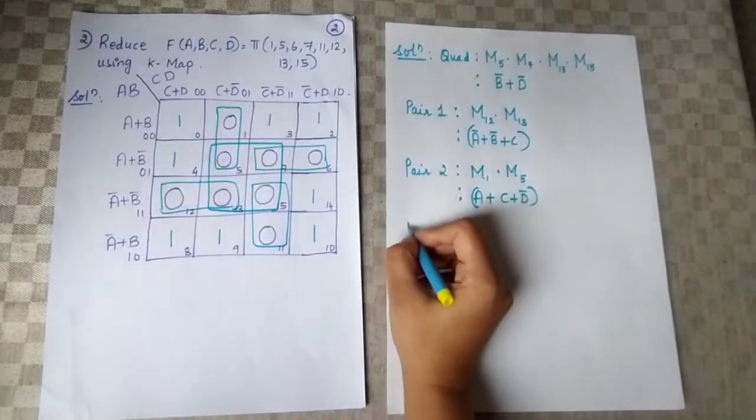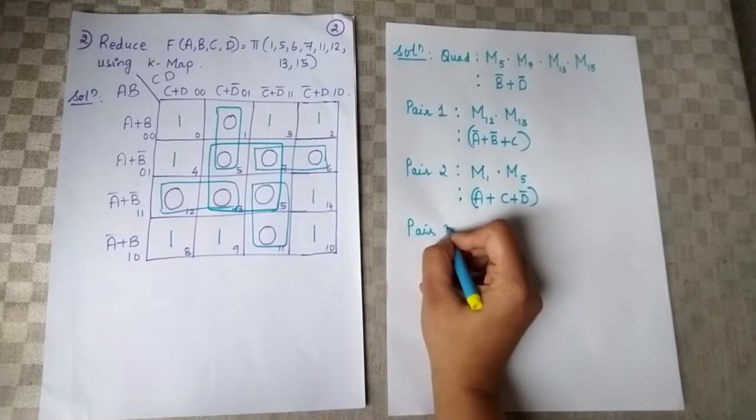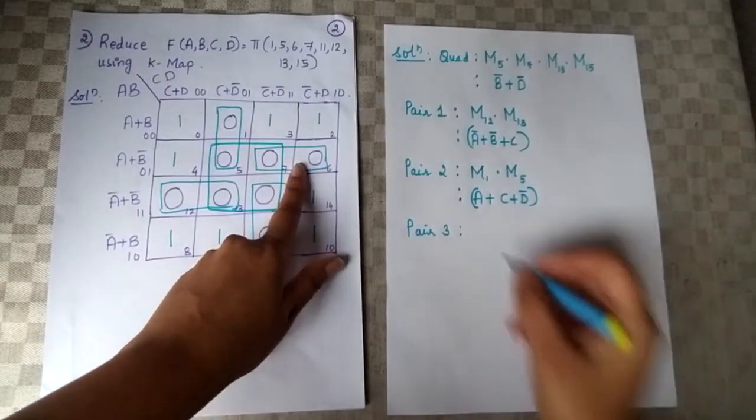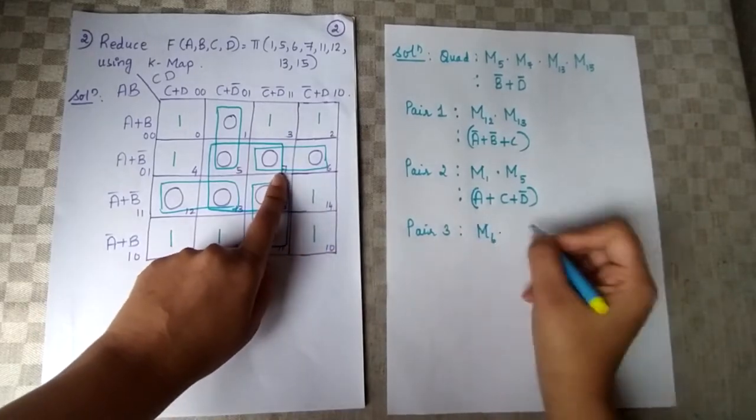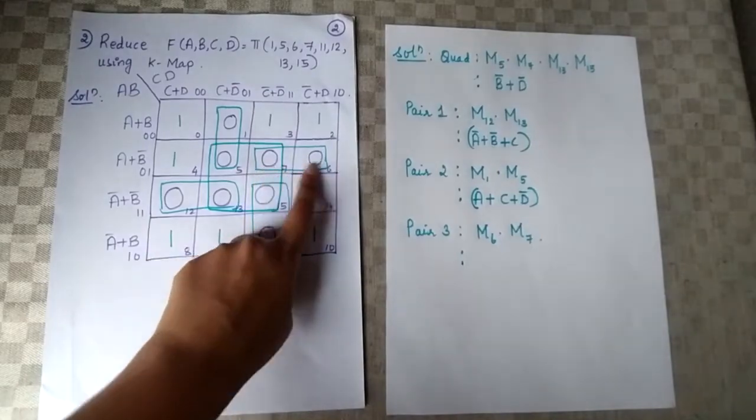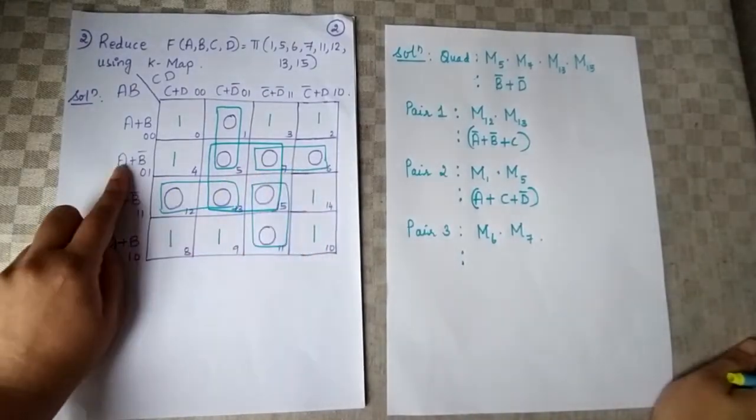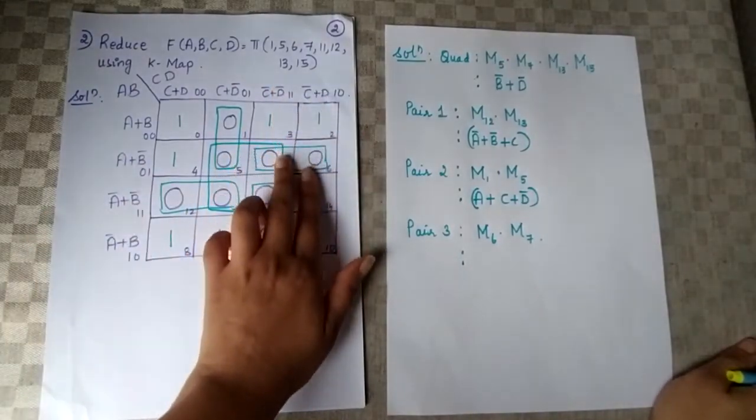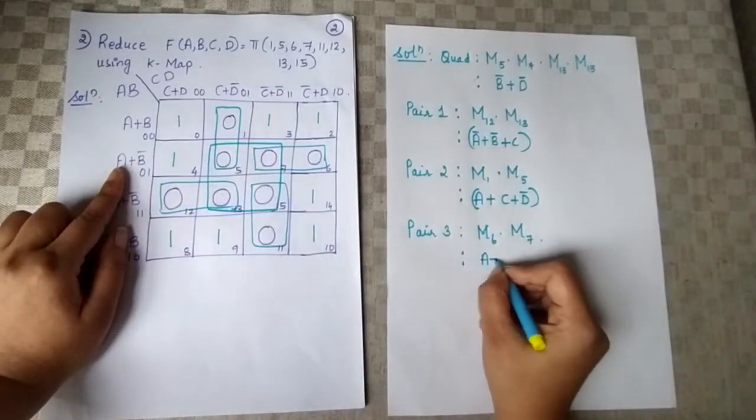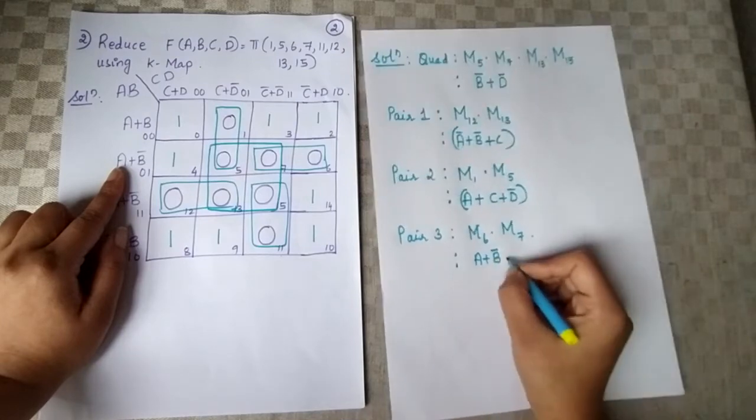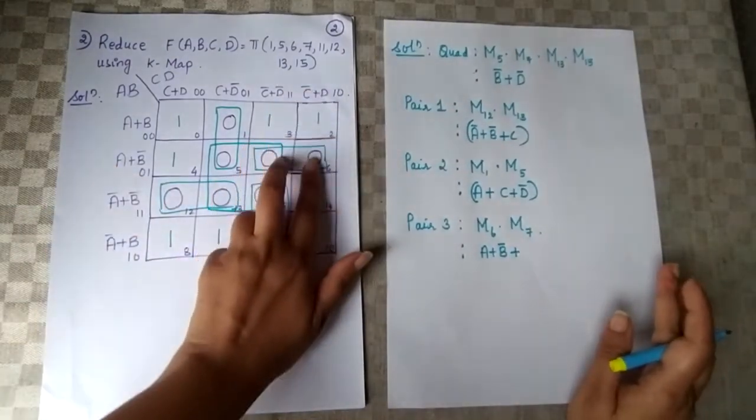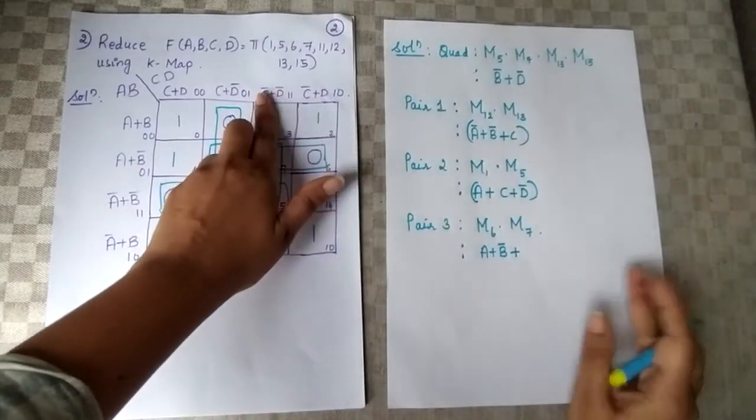Right? Next, you have pair 3. Let's take this one. You have M6, M7. Now this pair is associated with this row and these 2 columns. Since it is associated with a single row, I have to take that complete term. Plus, now it is associated with these 2 columns. The common term is C complement.